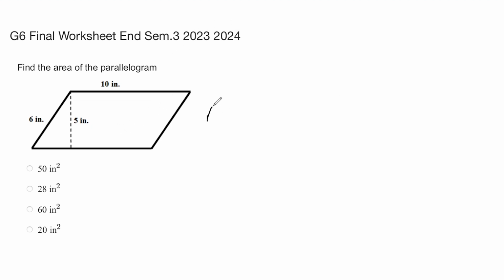Area of a parallelogram equals base times height. To determine base and height, they have to be perpendicular, like a T or an L. Here the base is 10 and the height is 5, so simply multiply 10 times 5. The answer is 50 square inches.